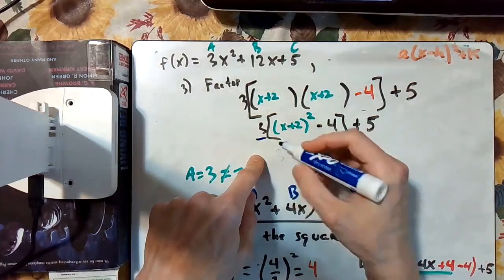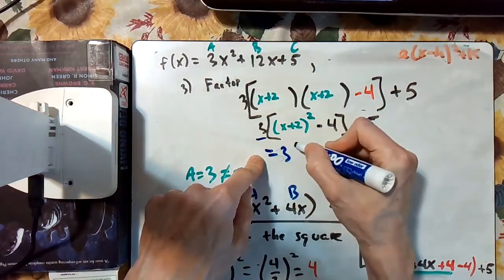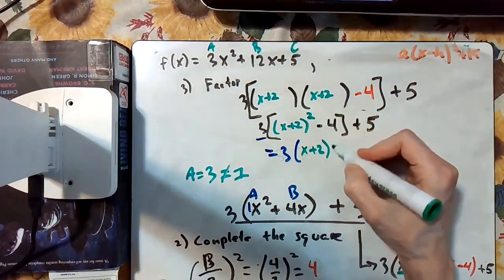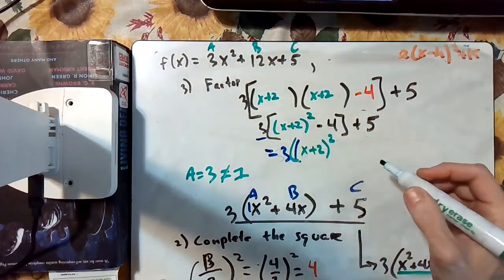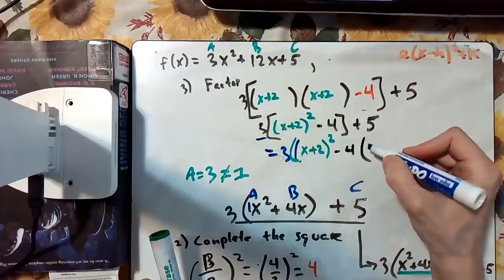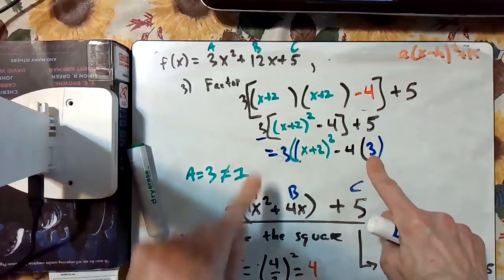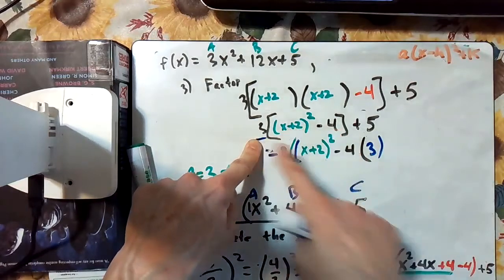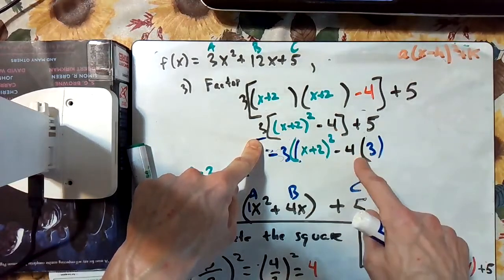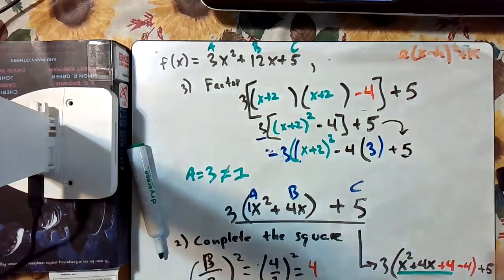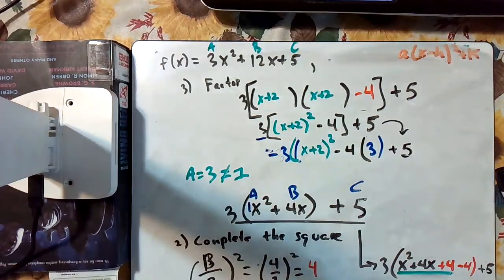So we're going to have 3 times x plus 2 squared. And then we're going to have minus 4 times this 3 as well. So again, where did this 3 come from? Because I'm multiplying this 3 into the green and this 3 into the 4 right here. That's where I'm getting 4 times 3 from. And we're also still going to have the plus 5, okay? So if you need to pause this, rewind it, go back and look at these steps again.